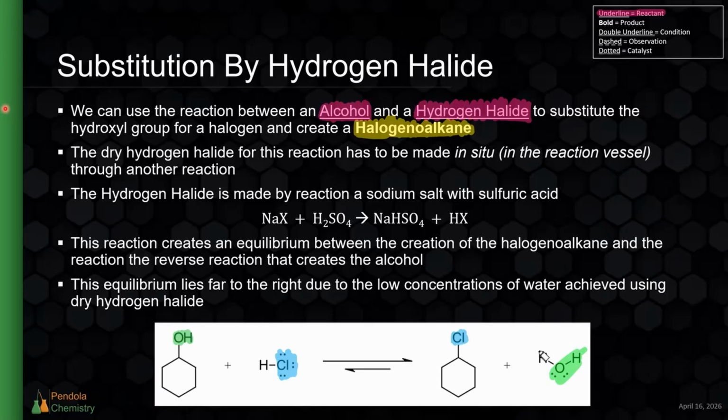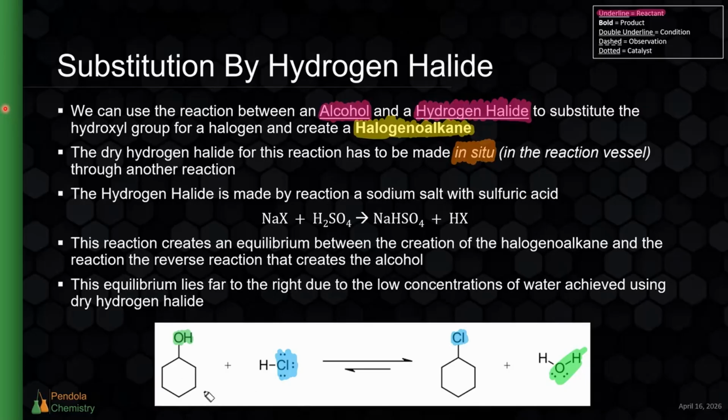So, one of the unique things about this reaction is that the hydrogen halide has to be dry, meaning that we cannot have an aqueous solution of it. We cannot use hydrochloric acid, for example. We need to use hydrogen chloride gas. So for this reaction to happen, we need to make that hydrogen halide in situ. In situ is Latin, and it means in the reaction vessel, or on site, but in the reaction vessel through an alternative reaction.